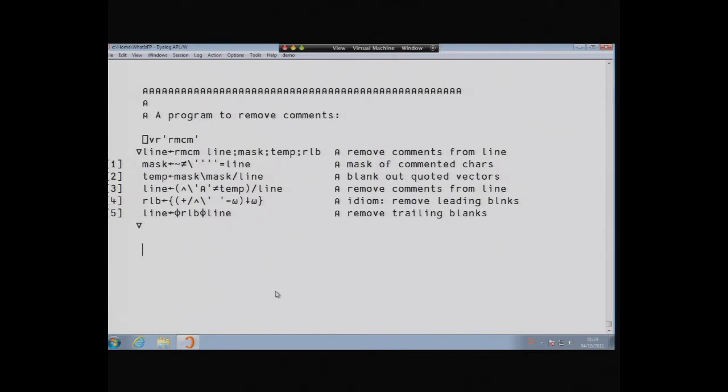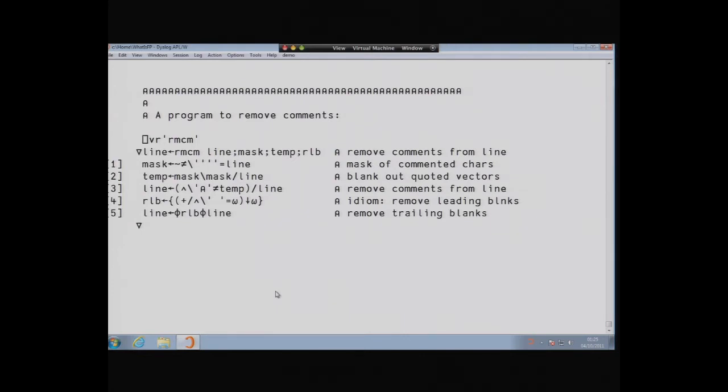And then as an encore, having removed these comments, I'm going to remove trailing blanks after them. So, for instance, for this line, the result would start with the M of mask and end with the E of line. So this is a tradfn to do this job. And what I'd like to point out is a couple of things here.